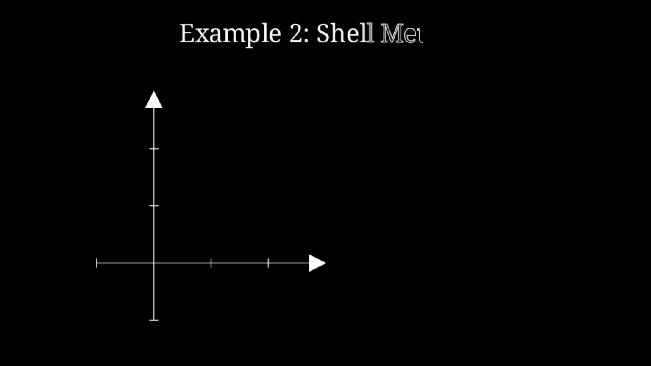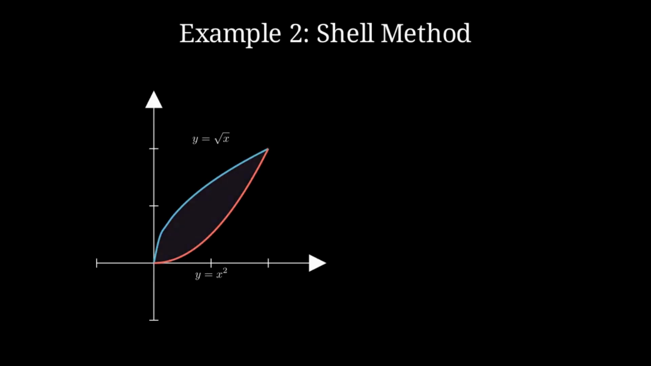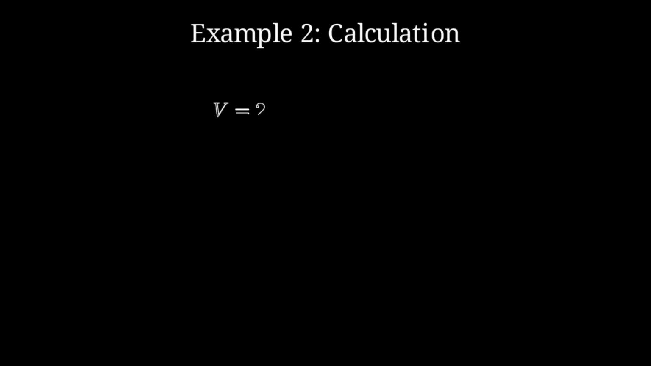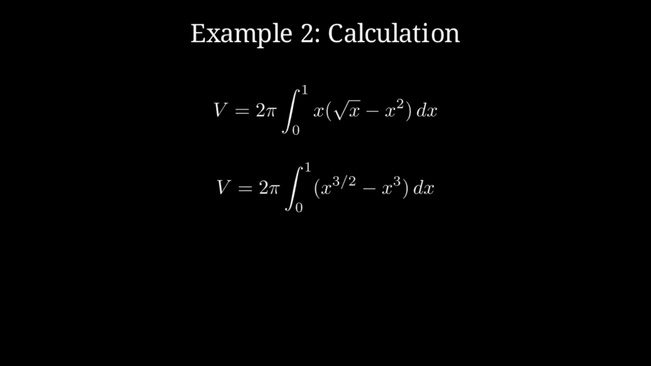Now, let's rotate that same region around the y-axis using the shell method. Our shells are vertical, parallel to the y-axis. The radius of a shell at any point x is just x. The height of the shell is the difference between the functions, square root of x minus x squared. Distributing the x gives us x to the 3/2 minus x cubed. We integrate from 0 to 1.